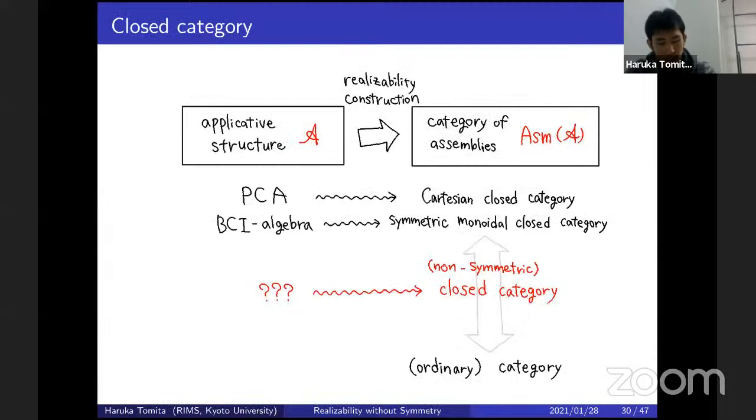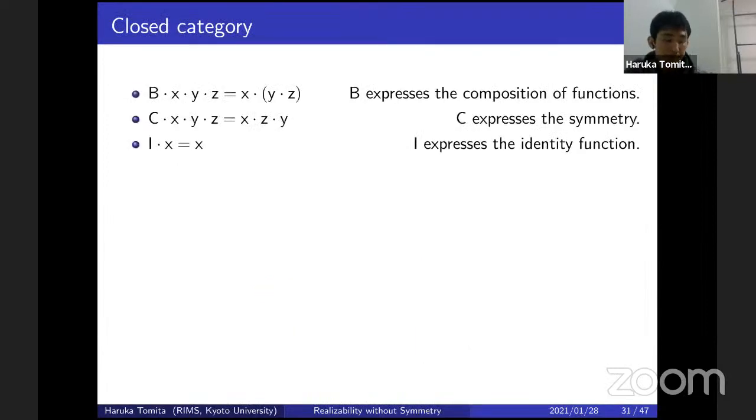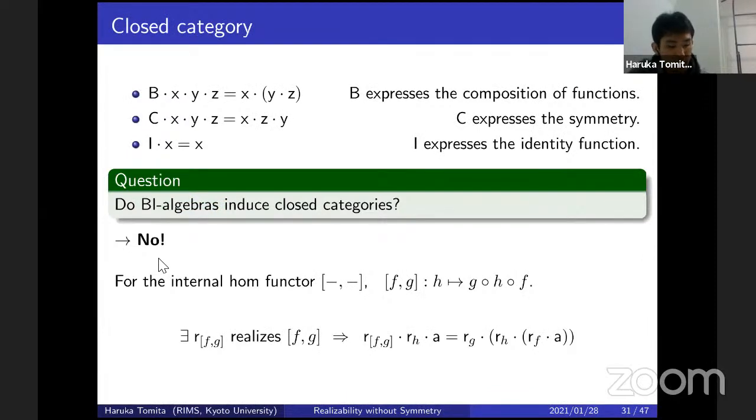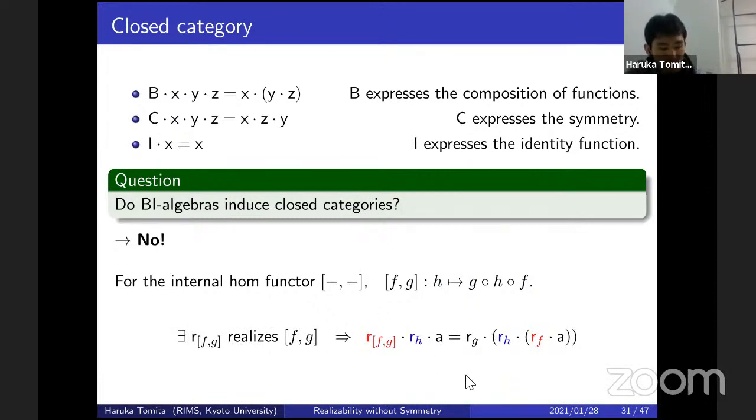So we want to get a class of applicative structures such that the category of assemblies is a closed category, but not an SMCC. But this is a delicate issue. Focusing on BCI algebras, the C is for exchanging arguments, that is, for symmetry. So can we make a closed category from a BCI algebra without C? The answer is no, because in general there are no realizers for maps sent by the internal Hom functor. Forming a non-symmetric closed category requires something like a swapping operation. And this operation is what is done by C in BCI algebras and SMCCs.